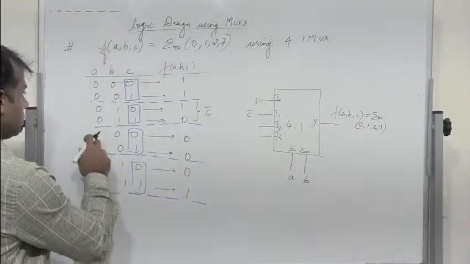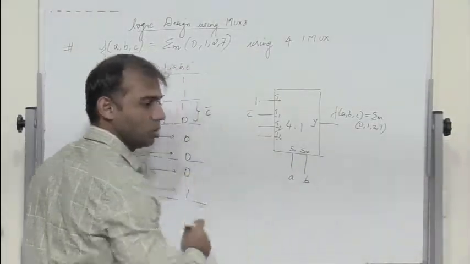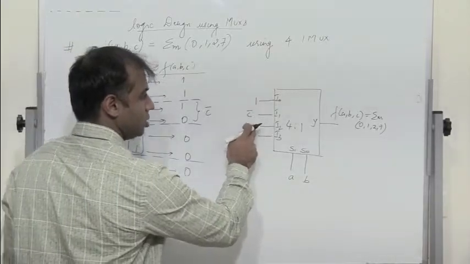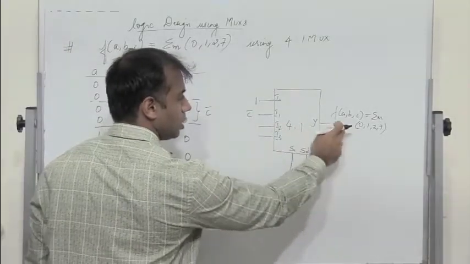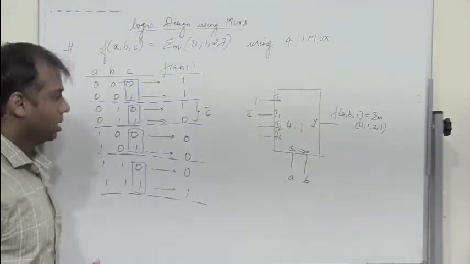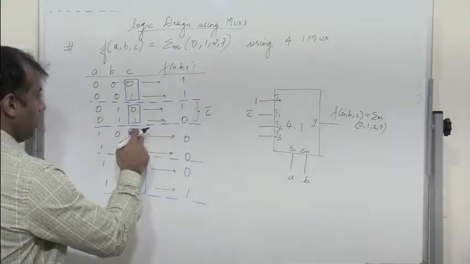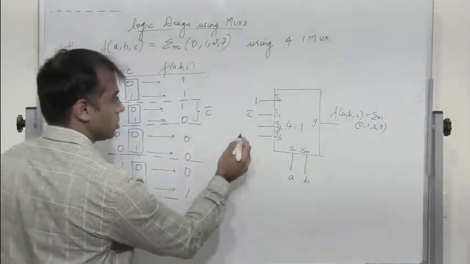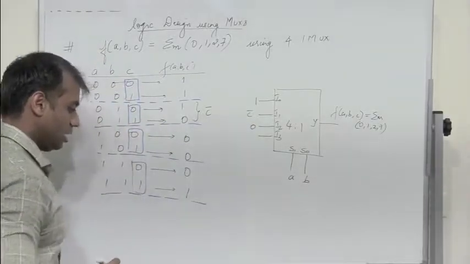The next condition, 1, 0. When AB is 1, 0, whatever appears at I2, the input appears at the output Y. So when C is 0, 1, the output is 0. So we need to connect 0 here. Very simple.